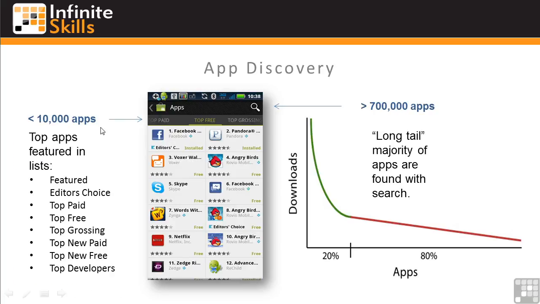If you can get your app into one of the top lists, it's a big leg up on the competition. However, by my calculation, the top lists cover maybe 10,000 apps, and this is a small percentage of the 700,000 or so apps currently on Google Play. Most apps are discovered through search, and following the 80-20 rule, at most 20% of apps get most of the attention. So how do you increase your chances of appearing near the top of an app search?